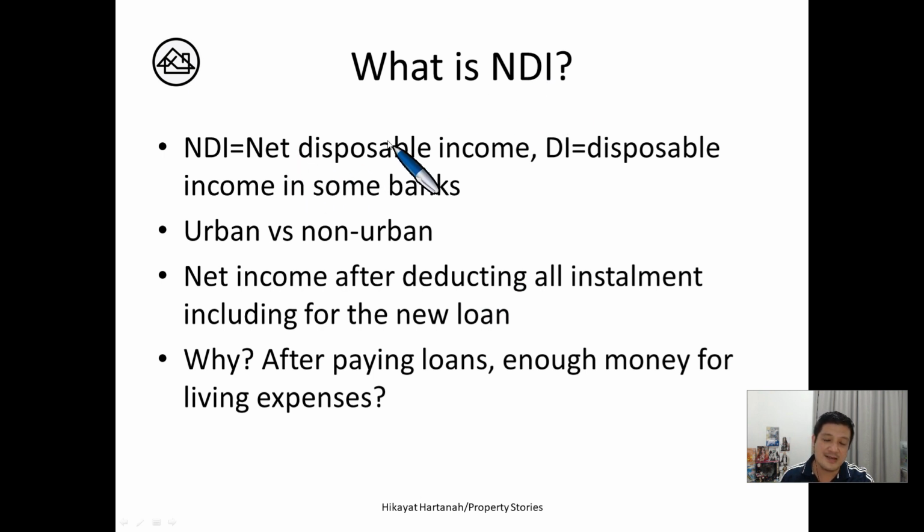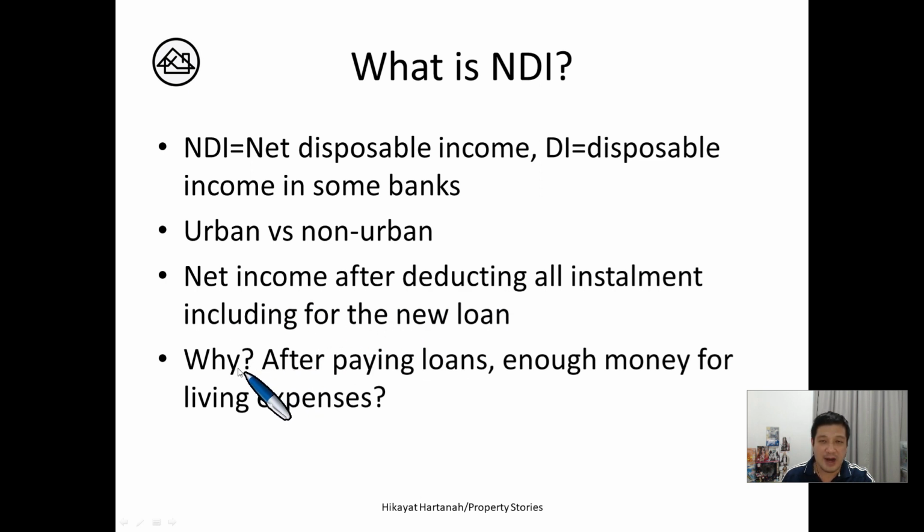So what is NDI? NDI stands for net disposable income, or DI. Some banks call it DI, disposable income, okay? This is classified as urban and non-urban, because urban and non-urban areas have different costs of living. How they classify urban and non-urban differs from each bank, okay? It's net income after deducting all the installments, including the new loan.